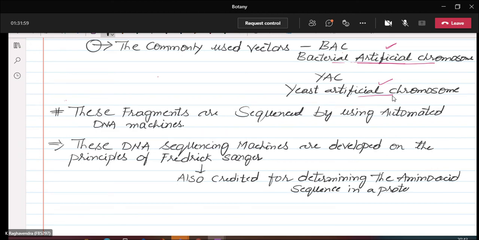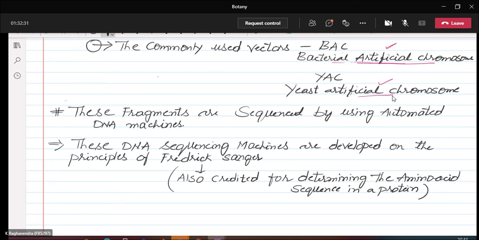So the next step is sequencing. I'll come once again: number 1, isolate; number 2, breakdown; number 3, artificial chromosome; number 4, suitable host; number 5, multiple copies. I have just divided that particular step into 3 steps. After multiple copies, each fragment is sequenced with the help of DNA sequencing machines, which were developed by Frederick Sanger, also credited for determining the amino acid sequence in a protein.